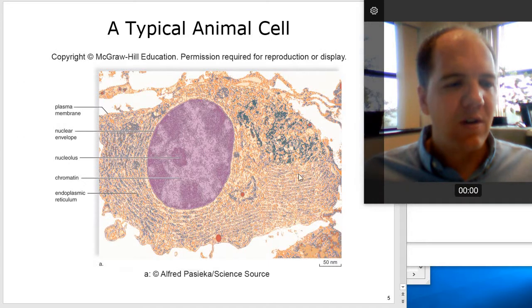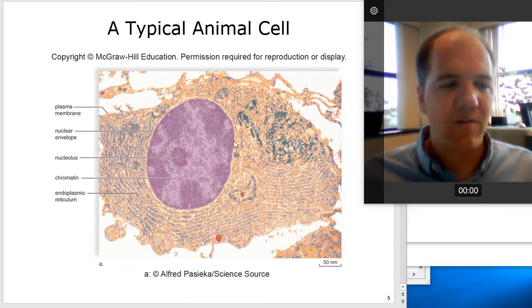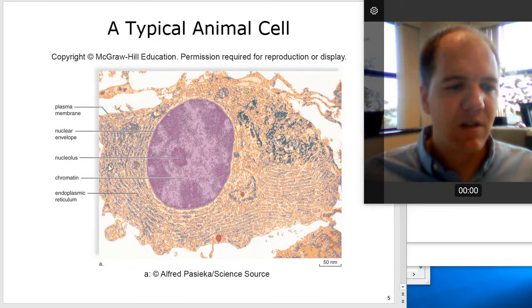So here is an actual picture of what a typical animal cell looks like. This is taken under a microscope. It's been dyed so that you can see the different parts. All this outside edge is going to be the plasma membrane. And then the big thing in the middle, this is the nucleus. Within the nucleus, there's the nucleolus, which is kind of this dark spot that has a specific function within the nucleus. And then everything else here is going to be the cytoplasm, with organelles scattered throughout the cytoplasm.